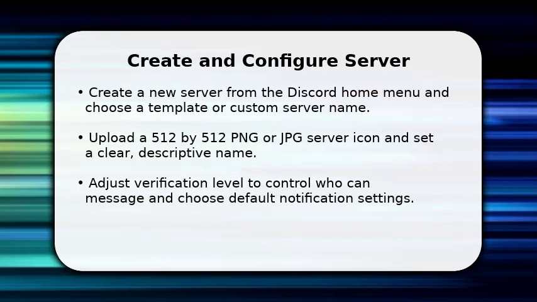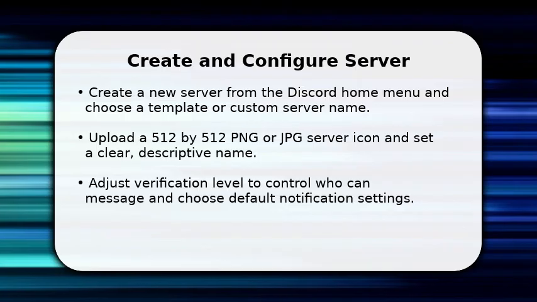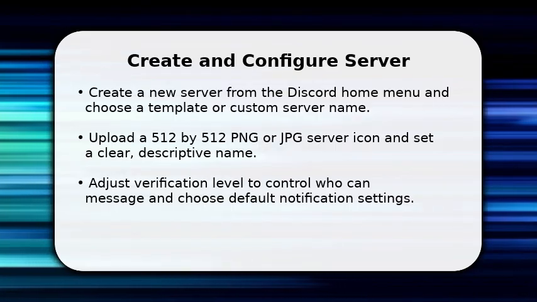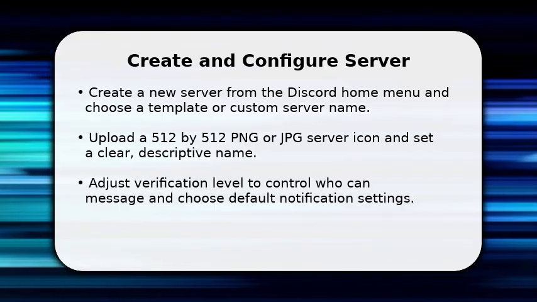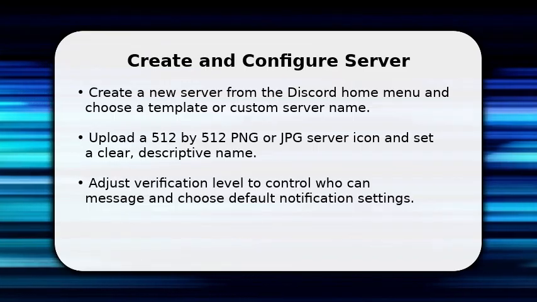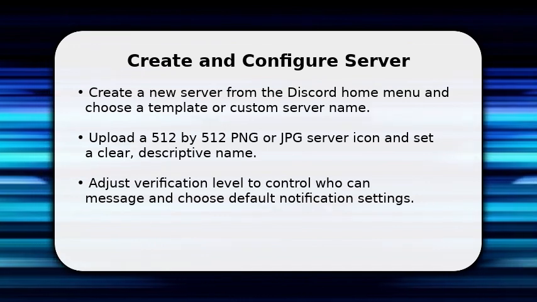Open Discord and click Create a Server from the Home menu, then choose a template or select Custom and enter a server name. Upload a 512 by 512 PNG or JPG for the server icon so it displays clearly across apps. Go to Server Settings and adjust verification level to control who can message, set explicit content filter, and configure default notification settings for @everyone to reduce noise and force mentions only when necessary.